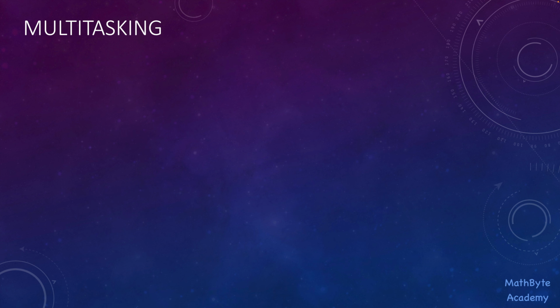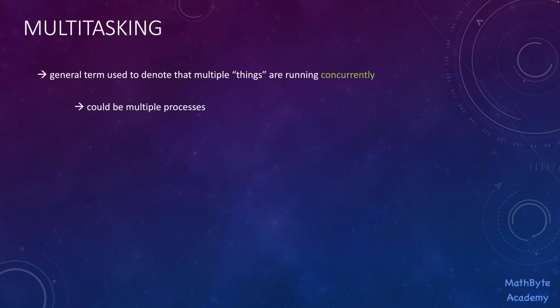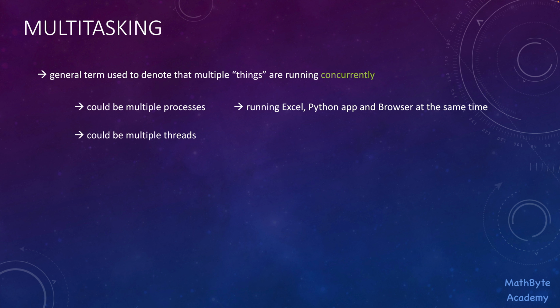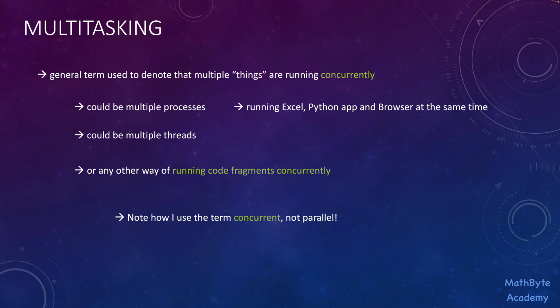So I use the term multitasking as well. It's a general term used to denote that multiple things are running concurrently. It could be multiple processes, like running Excel, a Python app, and a browser at the same time. It could be multiple threads, or really any other way of running code fragments concurrently. Now note how I use the term concurrent, not parallel. So multitasking again is more of a conceptual thing where we're running multiple things concurrently. It doesn't mean in parallel. It could be performed in other ways as well.